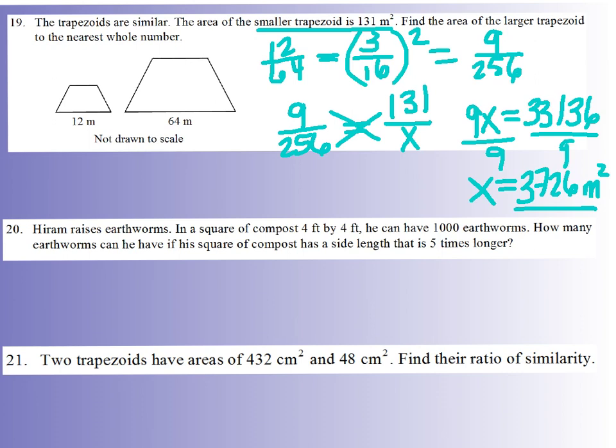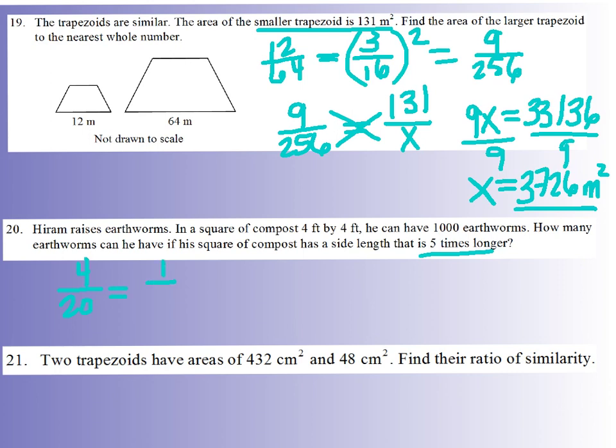Number 20 says, Hiram raises earthworms. In a square of compost 4 feet by 4 feet, he can have 1,000 earthworms. How many earthworms can he have if his square of compost has a side length that is 5 times longer? Okay, so what we're basically doing here is finding the ratio of the area, and then setting up a proportion again. So originally it's 4, and then the new one, if he has one that's 5 times longer, well, 5 times 4, that would be 20.